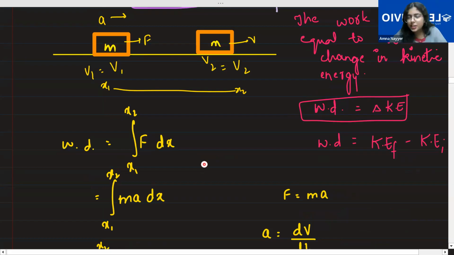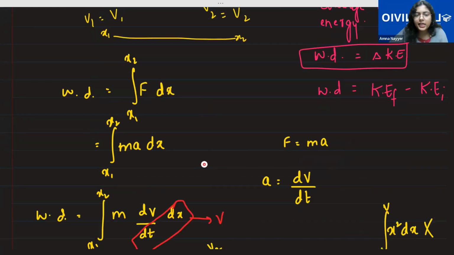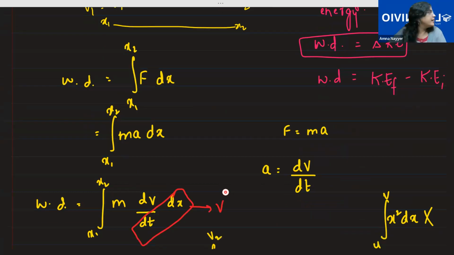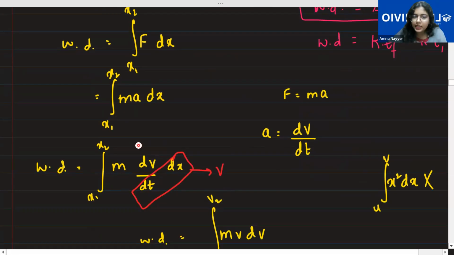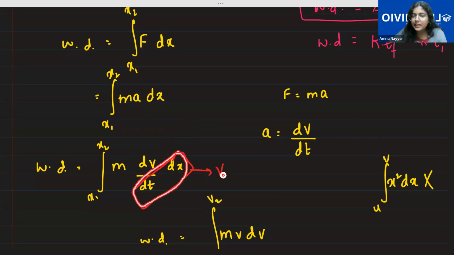Initial mass is there, initial velocity is v1, a force has been applied and the body moves to a certain velocity v2. We know force is equal to ma, we put that. We also know acceleration is dv over dt, so we put it. M dv by dt, see this is mass, this is acceleration. Ma dx. Now dx over dt from this side is nothing but velocity. Velocity is dx over dt eventually.